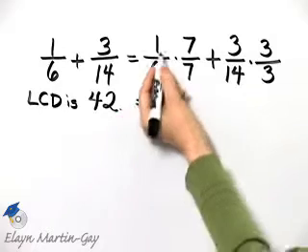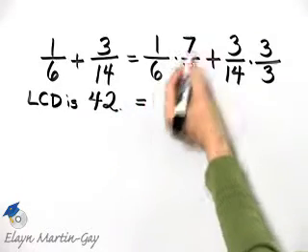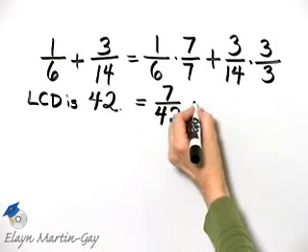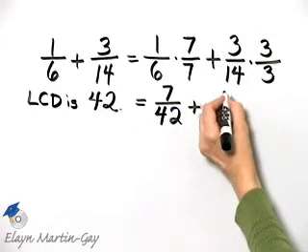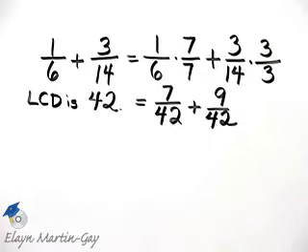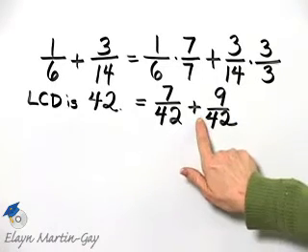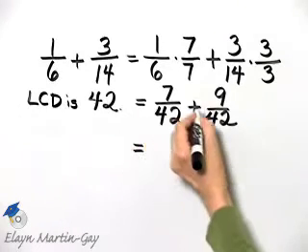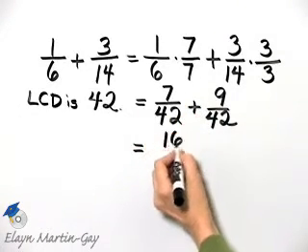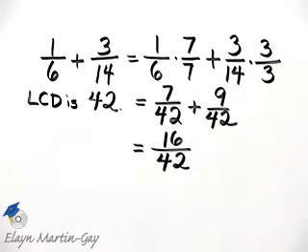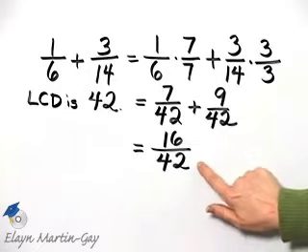So let's continue. Let's multiply. 1 times 7 is 7, over 6 times 7 is 42, plus 3 times 3 is 9, over 14 times 3 is 42, just like I want. Now I'm adding, the denominators are the same, so it's 7 plus 9, which is 16, over a common denominator of 42. That's my sum.